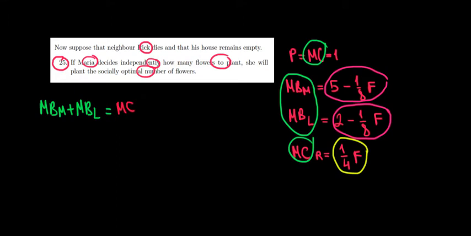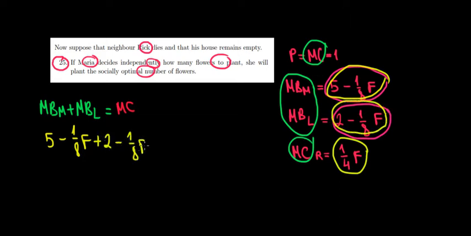Now let's see how the math works out here. We will have the marginal benefit of Maria, which is 5 minus 1 over 8f, plus the marginal benefit of Lisa, which is 2 minus 1 over 8f, equals the marginal cost, which is equal to 1. Now, if we solve this, what do we get? 5 plus 2 is 7, minus 1 over 8 minus 1 over 8. That's minus 2 over 8, which is minus 1 over 4f, equals 1.